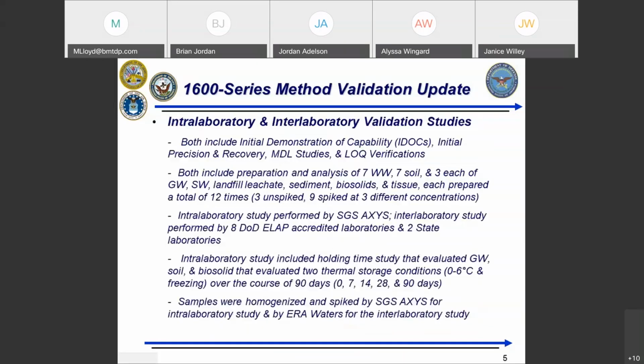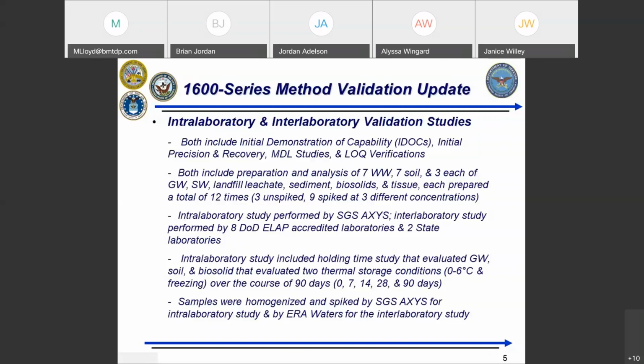The inter and intra-laboratory validation studies are very similar in structure. Both include initial demonstrations of capabilities, initial precision and recovery studies, MDL studies, and limit of quantitation verifications in the initial phase. The field sample analysis phases included in both studies currently contain the same number of samples and replicates. Each include 7 samples each of wastewater and soils and 3 samples each of all other media.